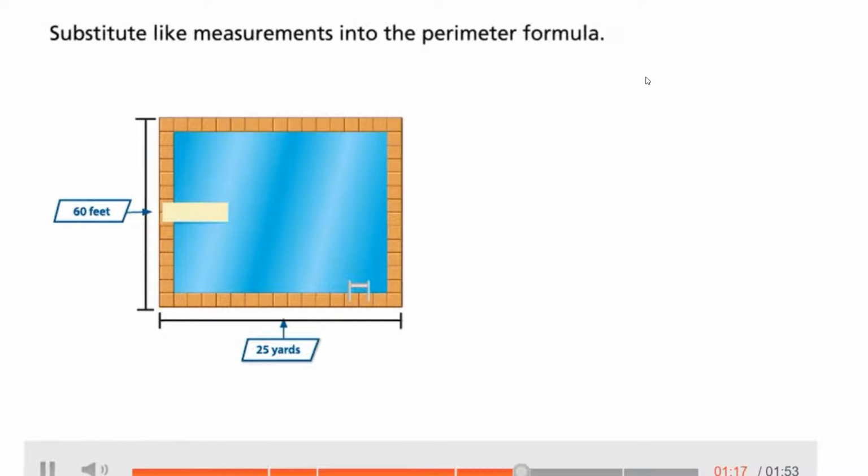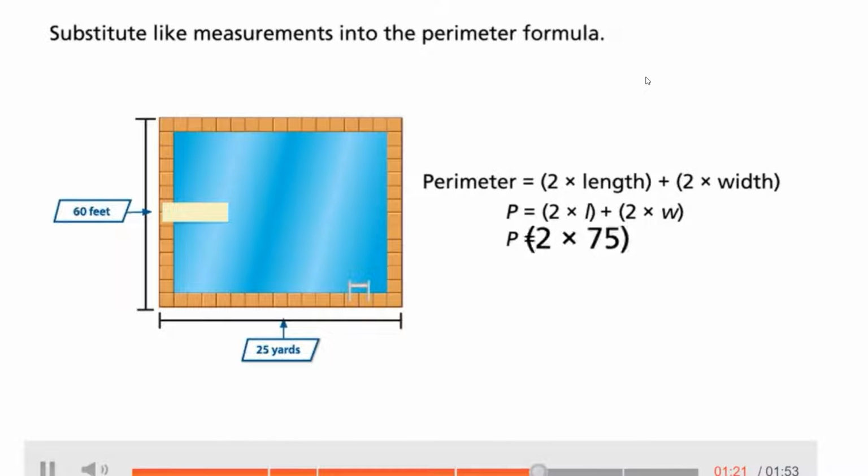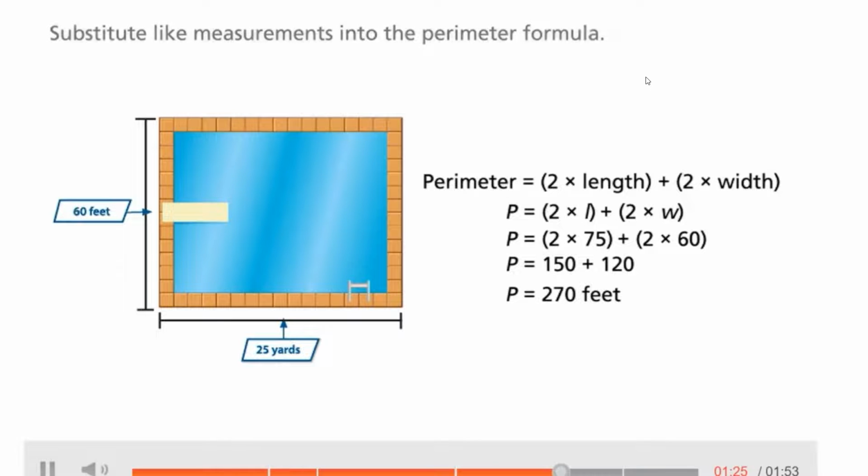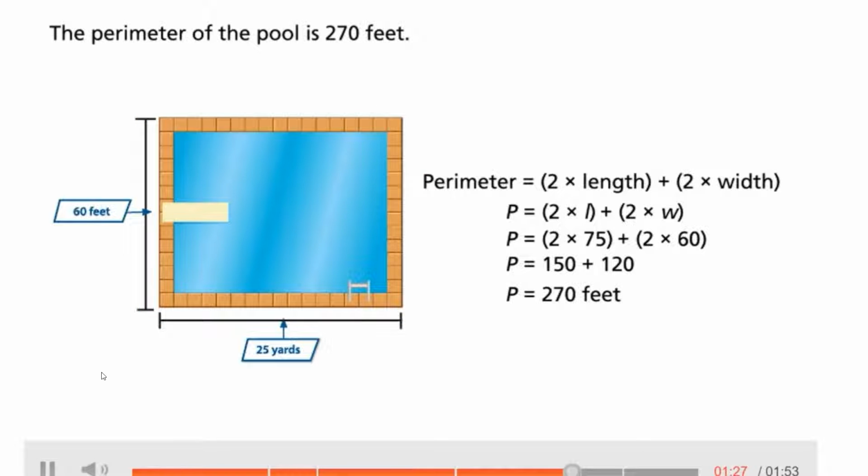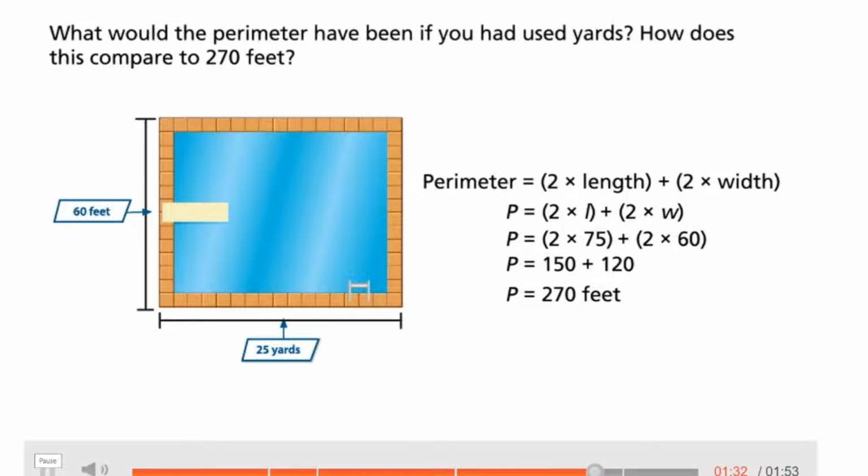Substitute like measurements into the perimeter formula. The perimeter of the pool is 270 feet. What would the perimeter have been if you had used yards? How does this compare to 270 feet?